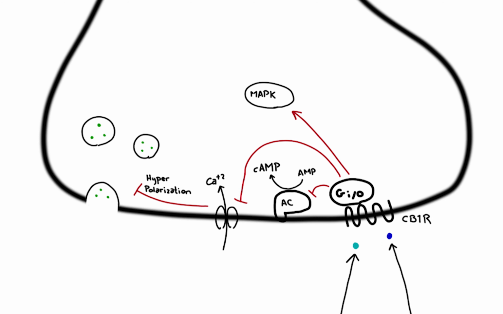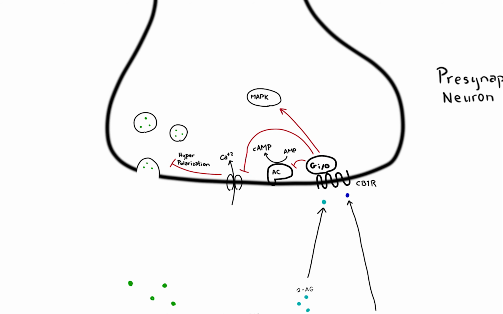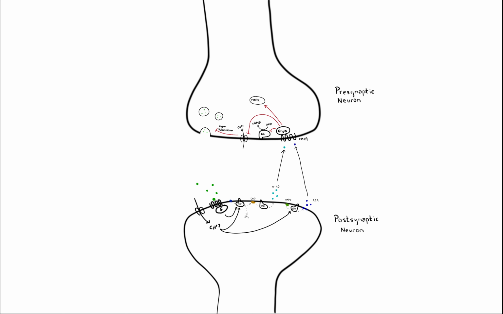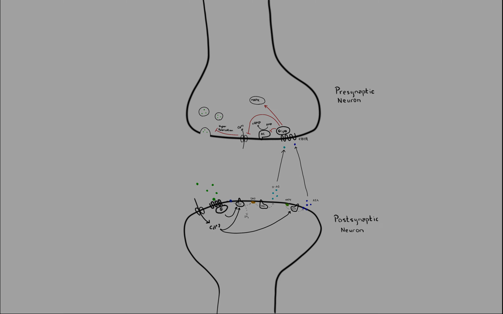CB1 receptor activation causes an inhibition of adenylyl cyclase and calcium channels and activates the MAPK pathway. The result of this signaling is hyperpolarization of the presynaptic neuron, which inhibits neurotransmitter release. This whole process is known as retrograde inhibition and is a hallmark of endocannabinoid signaling.